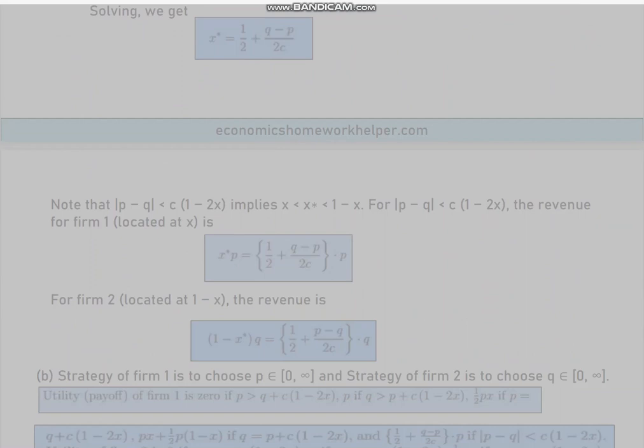solving, we get. Economicshomeworkhelper.com. Note that |p - q| < c(1 - 2x) implies x < 1 - x. For |p - q| < c(1 - 2x), the revenue for firm 1, located at x, is. For firm 2, located at 1 - x, the revenue is. B. The strategy of firm 1 is to choose p in [0, infinity), and the strategy of firm 2 is to choose q in [0, infinity).